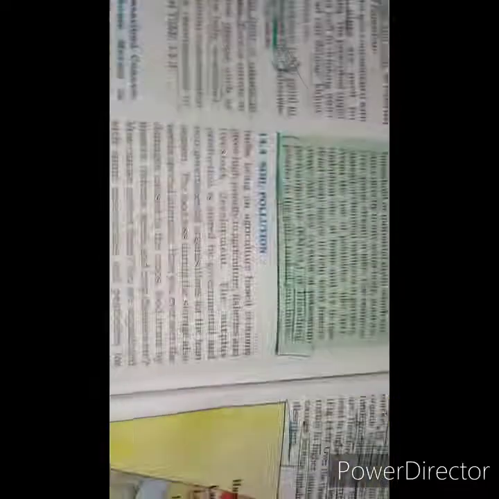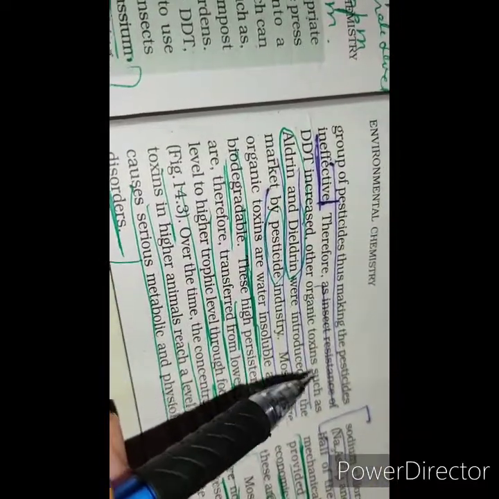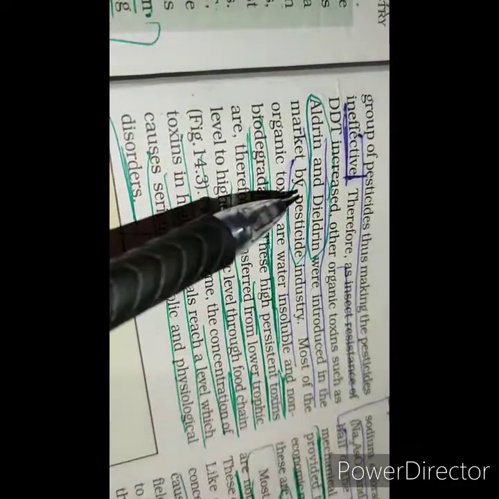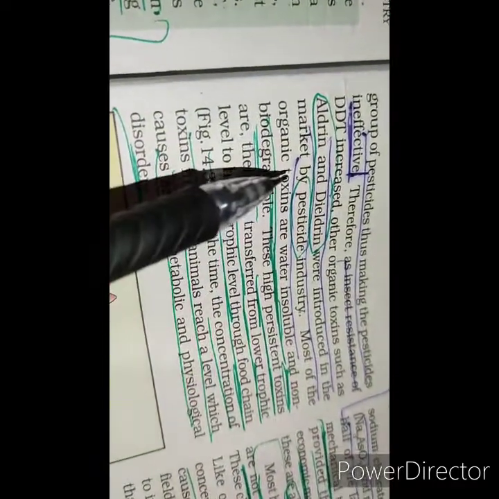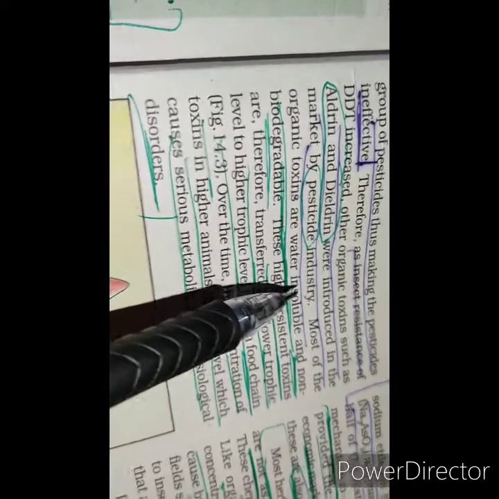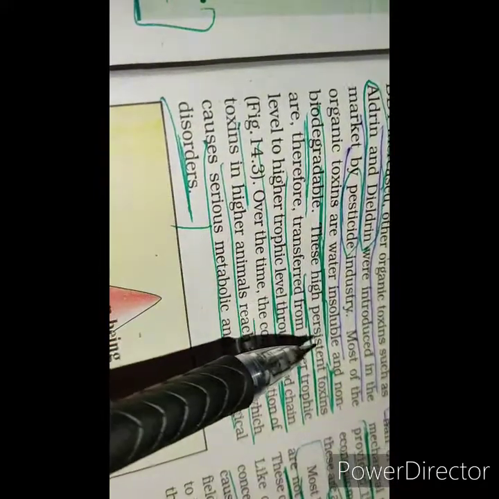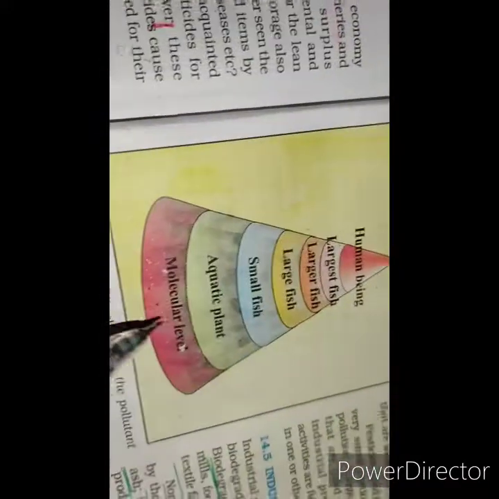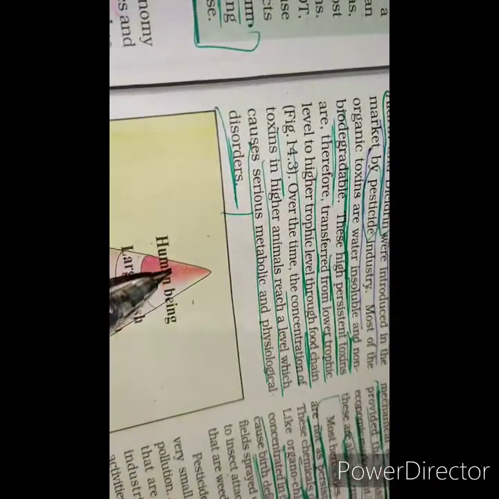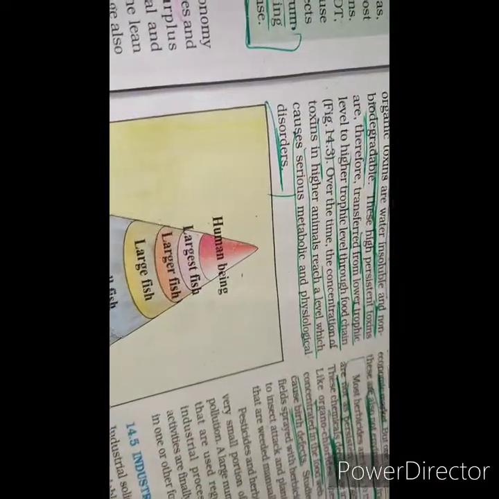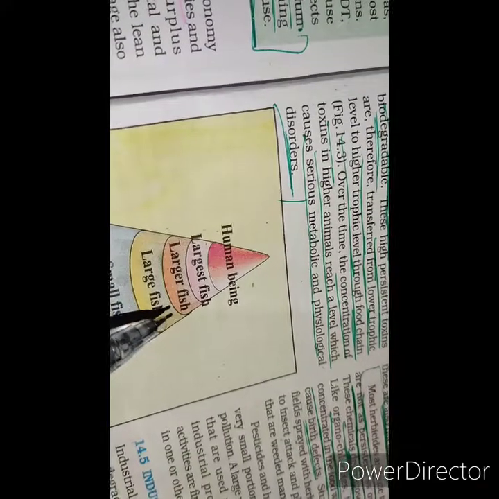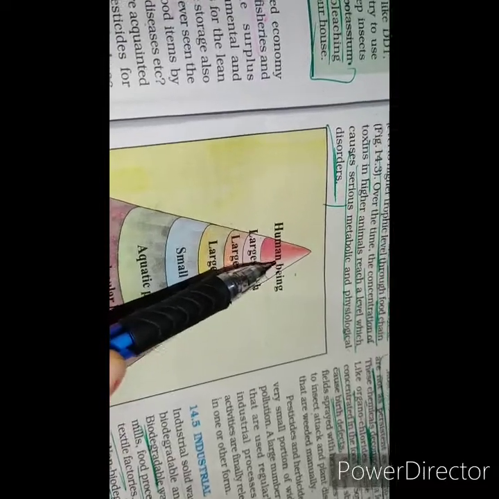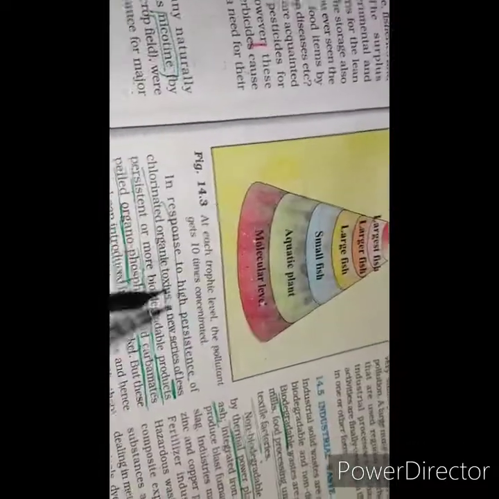Insects became resistant to DDT, so other toxins such as aldrin and dieldrin were introduced in the market by the pesticide industry. These toxins are water insoluble and non-biodegradable, and they are transferred from lower trophic level to higher trophic level through the food chain, and over time the concentration of toxins in the higher animals reaches a level which causes serious metabolic and physiological disorders.